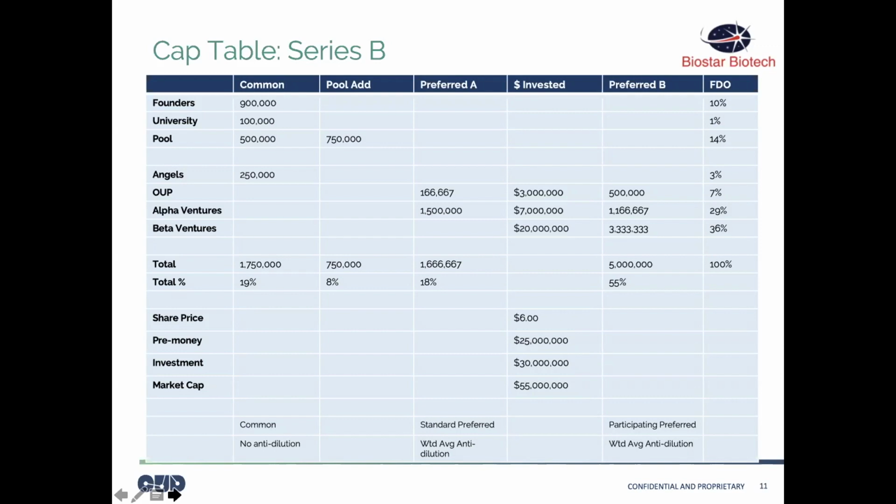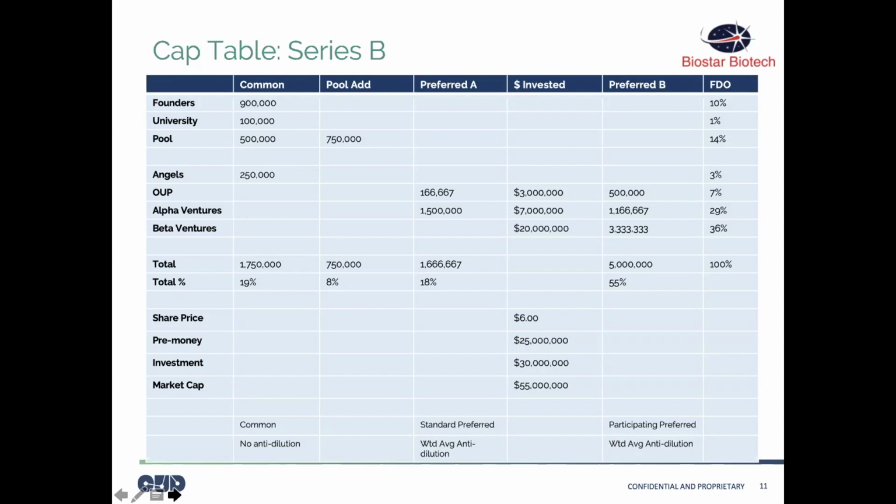So now we get to the cap table after Series B. It's looking more complicated, but only incrementally so. In the common column, you can see the founders, the university. Those numbers haven't changed. The original shares in the pool, some of which have been allocated to the emerging team, are still there. The 500,000 in the A. Now with the B, we had another 750,000.